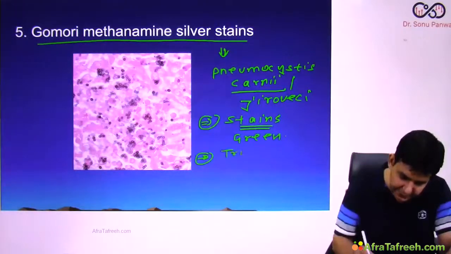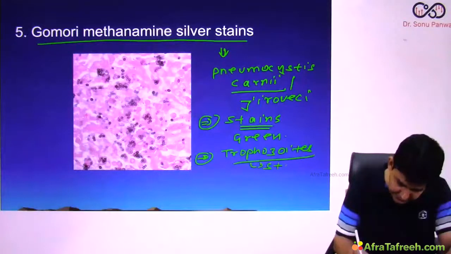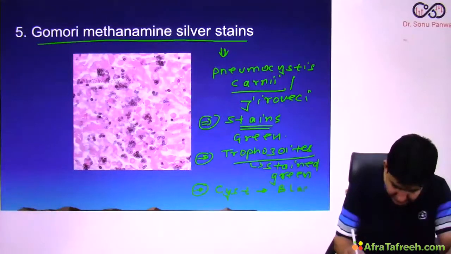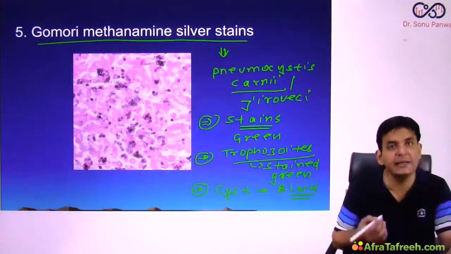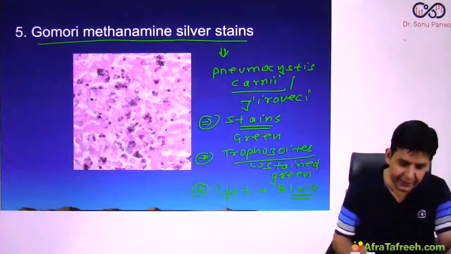But remember here, that the trophozoites of Pneumocystis carinii are stained green, but the cyst is stained black. The cyst is stained black. And this might be a question why it is stained black, because it is having glycogen and all. That's why it stains black.